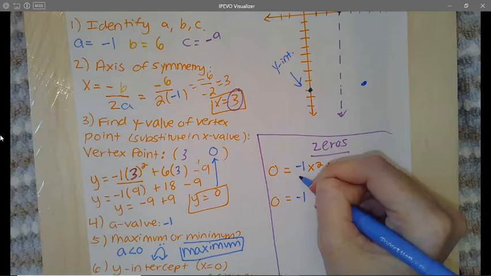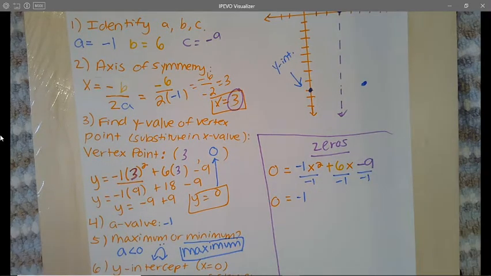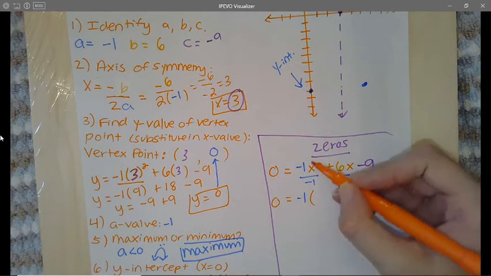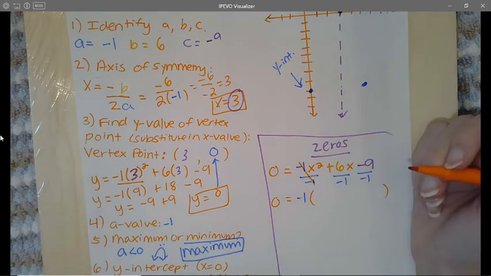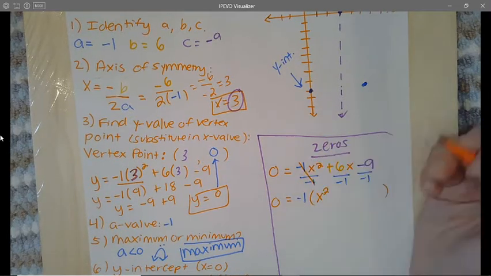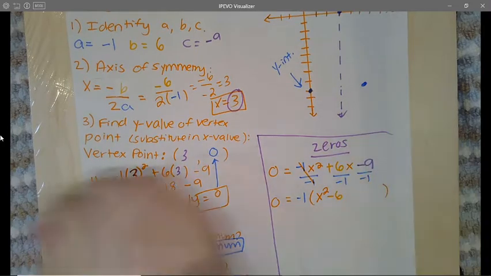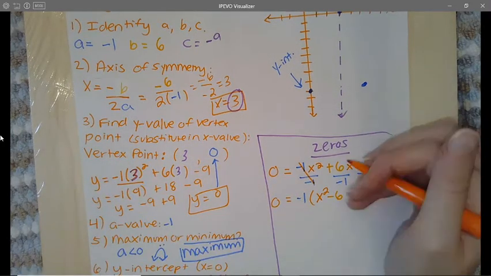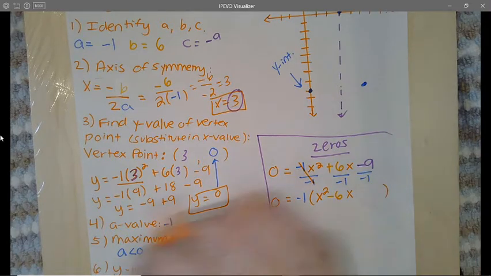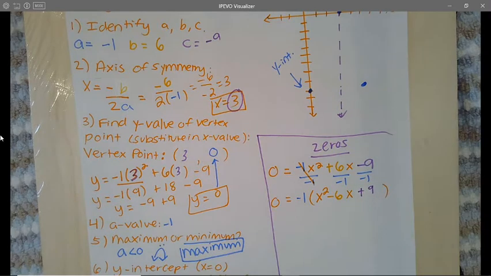Okay, so I'm going to start by factoring out that negative 1. So I'm going to divide every single term by a negative 1 and write what's left over in my parenthesis, which negative 1 divided by negative 1 will cancel and turn to 1. So I'm left with 1x squared, or just x squared. Then 6 divided by negative 1 is negative 6. And I have the x left over, so I'm going to bring that down. And then negative 9 divided by negative 1 is a positive 9.